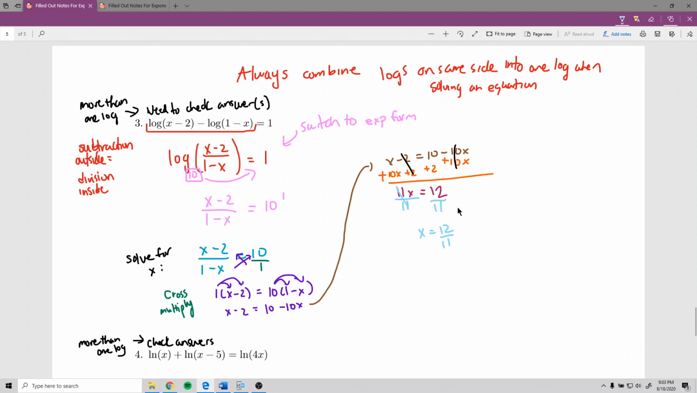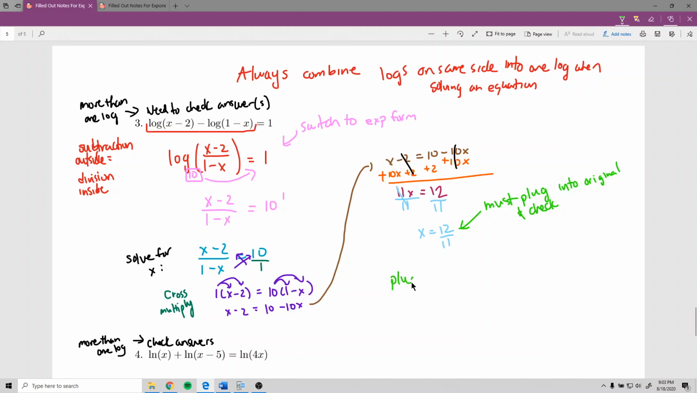But I am not boxing this in yet. I am not saying this is an answer because we must check our answers. This is not automatically going to work anymore. And I'll remind you, when you check, you need to plug into the original and check. If you plug it into the equation where you've already combined the logs, it's automatically going to work, because when you combine them, you're assuming everything works. So anytime you combine logs, that's why we have to check our answer.